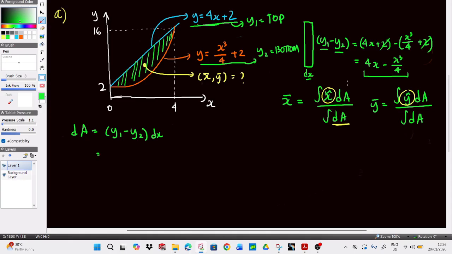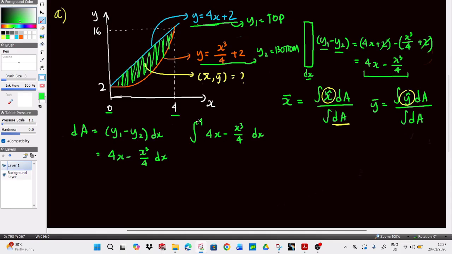So our dA is our differential element. y1 minus y2, already found earlier, is simply (4x minus x cubed) over 4 dx. So when we integrate our dA, that means we integrate (4x minus x cubed) over 4 dx. Our limits of integration will be from 0 to 4 with respect to x, because we are chopping along the x direction, right? So it'll be from 0 to 4.